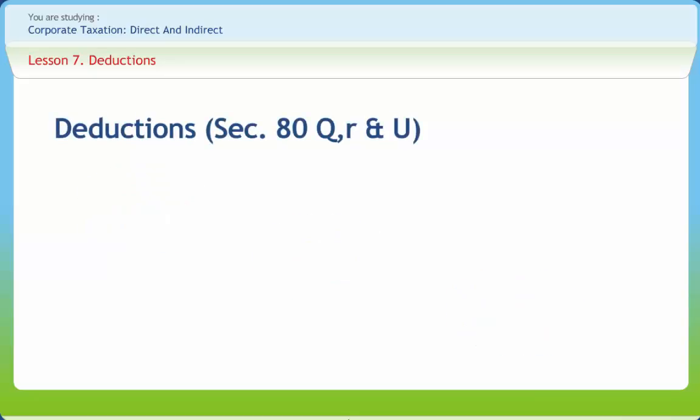Now let's discuss deductions under Section 80QQB, 80RRB and 80U. 80QQB states deduction in respect of royalty income, etc. of authors of certain books other than textbooks. Individuals who are residents in India and are authors can avail this deduction. Actual income or rupees 3 lakh, whichever is less, is deductible here.